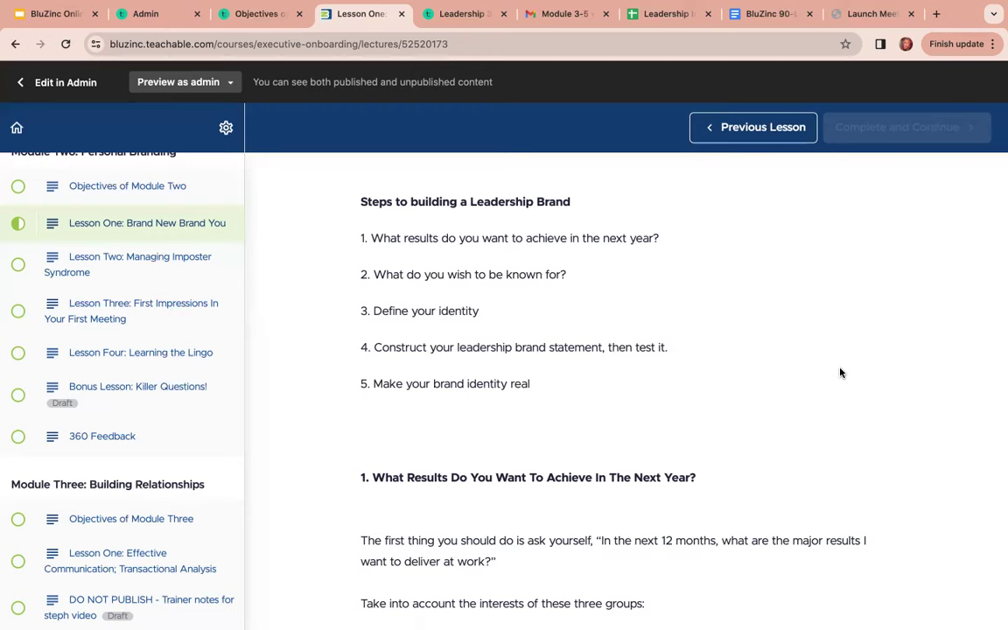So we start with the results. What do you want to achieve? We then look at what you wish to be known for, or what you want to be famous for. Then we're going to look at your identity, and define that in terms of behaviours and descriptive words. We're then going to have your leadership brand statement, and I'll show you how to test it in a second, and then how to make that brand identity real. What are you going to do? What will the action plan be that supports you creating and implementing your own leadership brand?